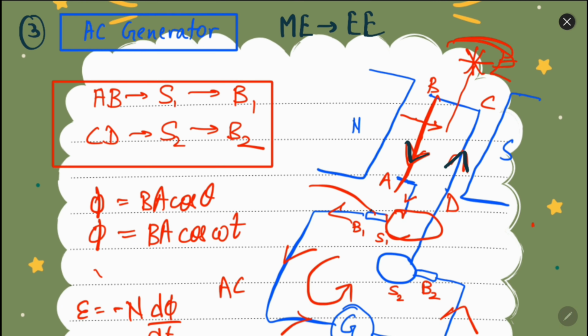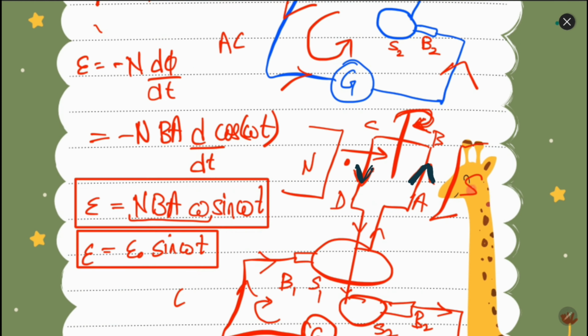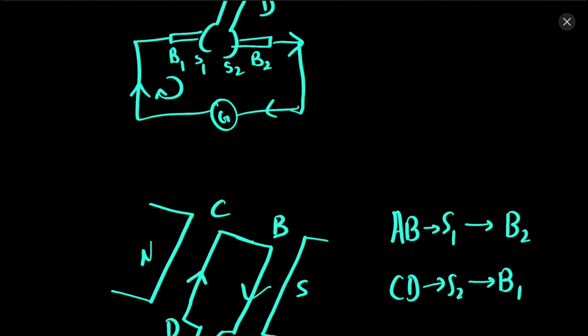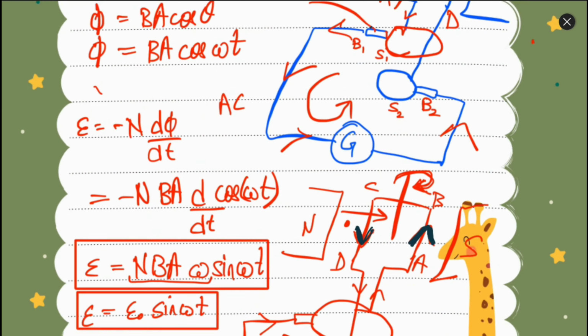Now a motor is a device which converts electrical energy into mechanical energy. It works on the principle of electromagnetism, just the opposite of the generator.